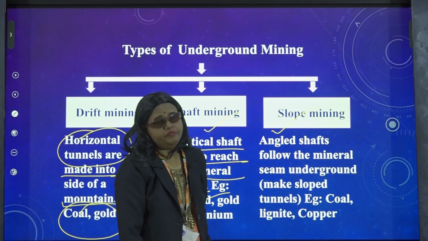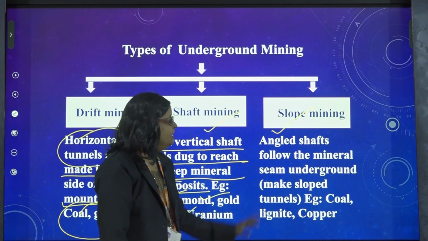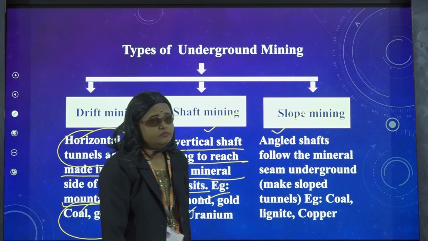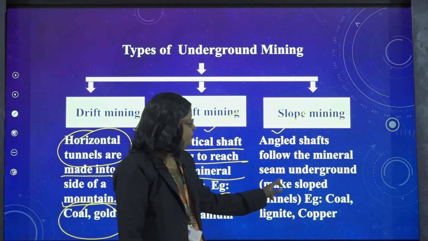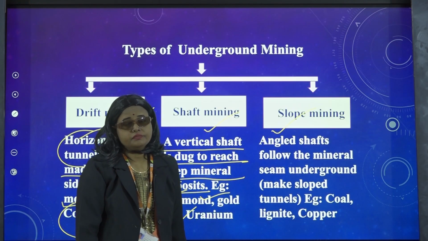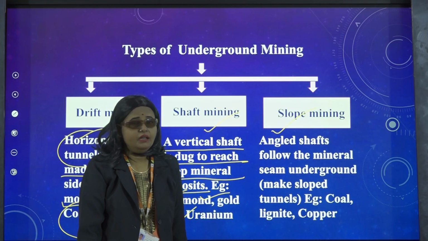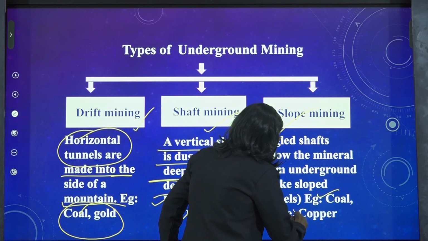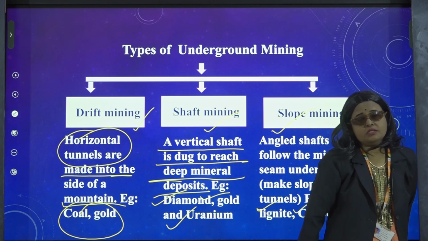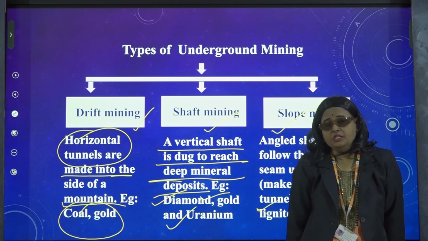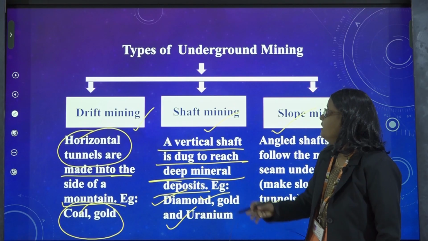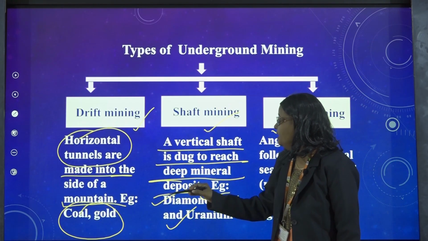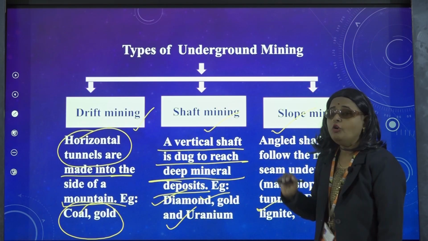Next, slope mining. What will they do here? Angled shafts follow the mineral seam underground. You can simply write, make slope tunnels to extract the mineral. Examples here, you can give coal, lignite, copper. These are the examples. Is it clear, students? Types of underground mining I explained: drift mining, shaft mining, slope mining.